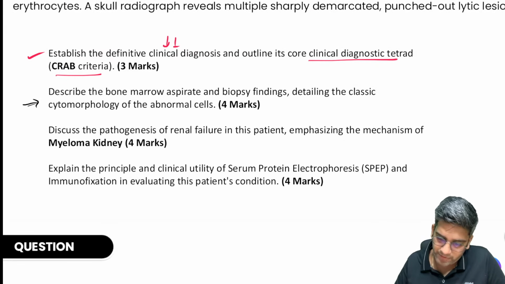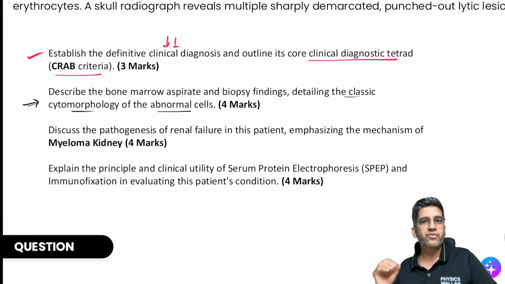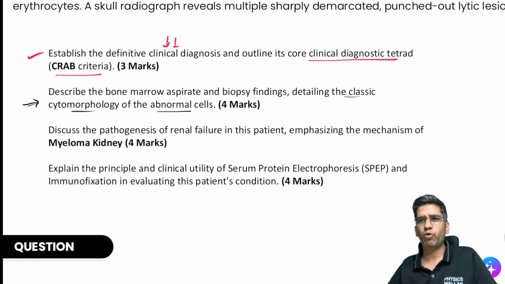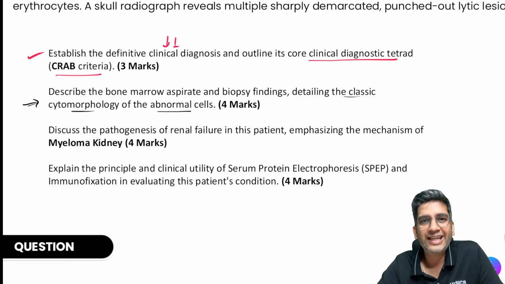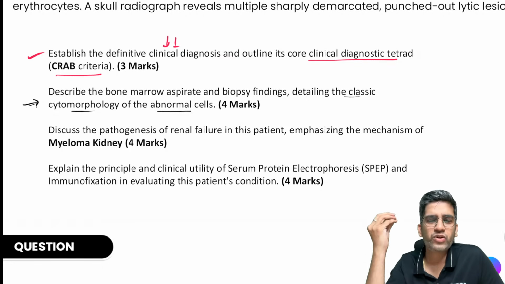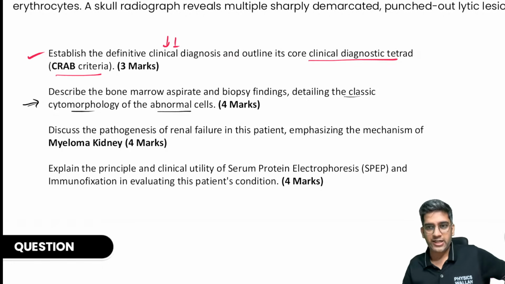Discuss the bone marrow aspirate biopsy finding and detailing the classical cytomorphology of the abnormal cells. Before even going to this, can anyone name a few named cells in case of multiple myeloma? Whatever comes to your mind. Any few named cells in case of a multiple myeloma? You know many cells, any one or few named cells in multiple myeloma, okay? You're hesitating, let's go through it.